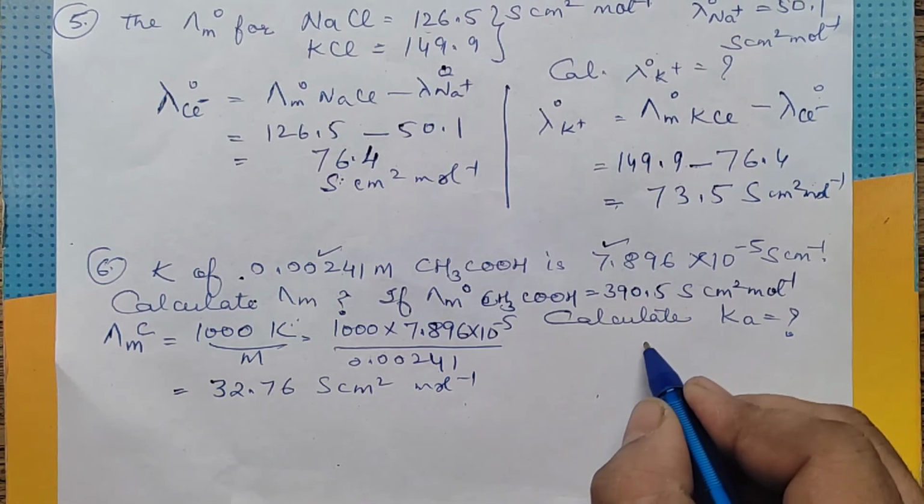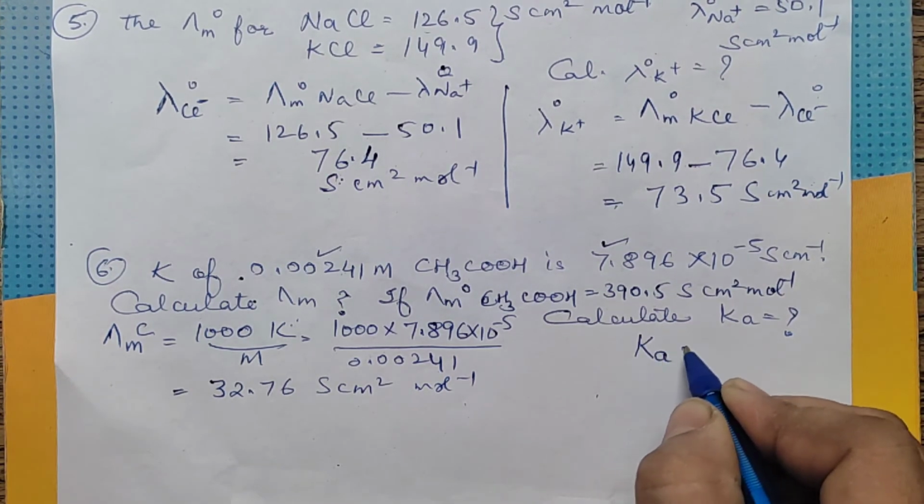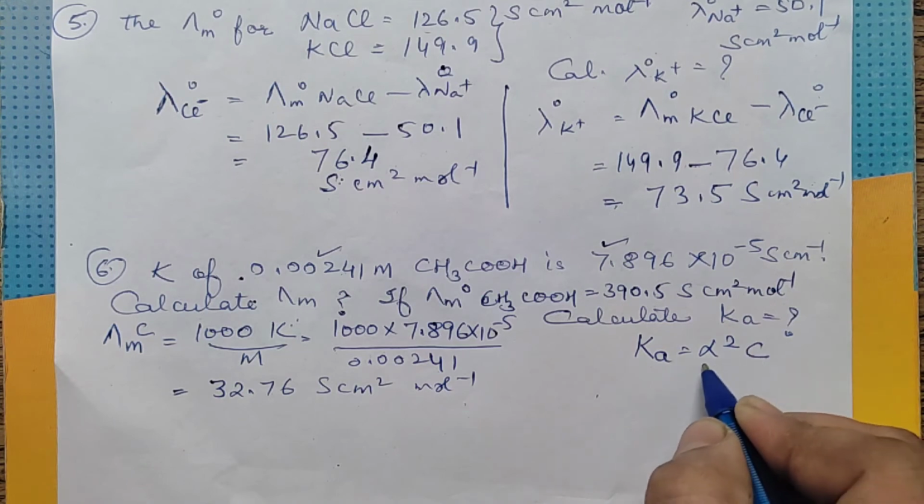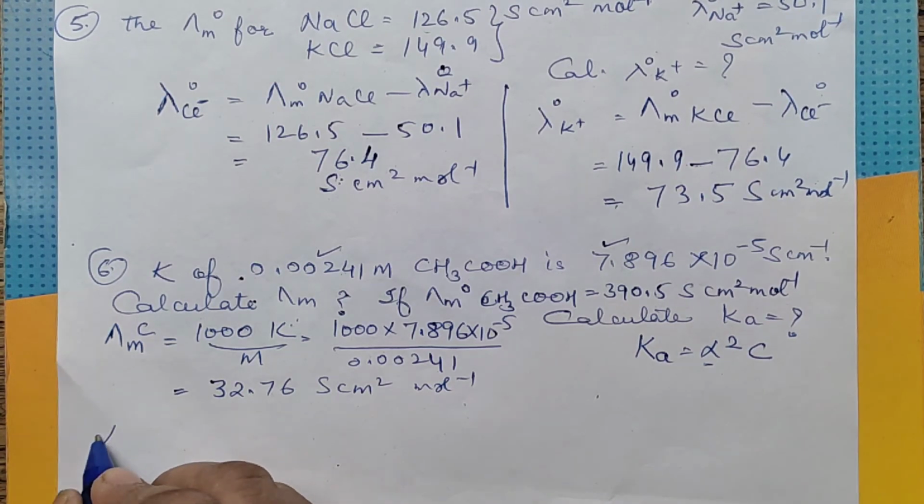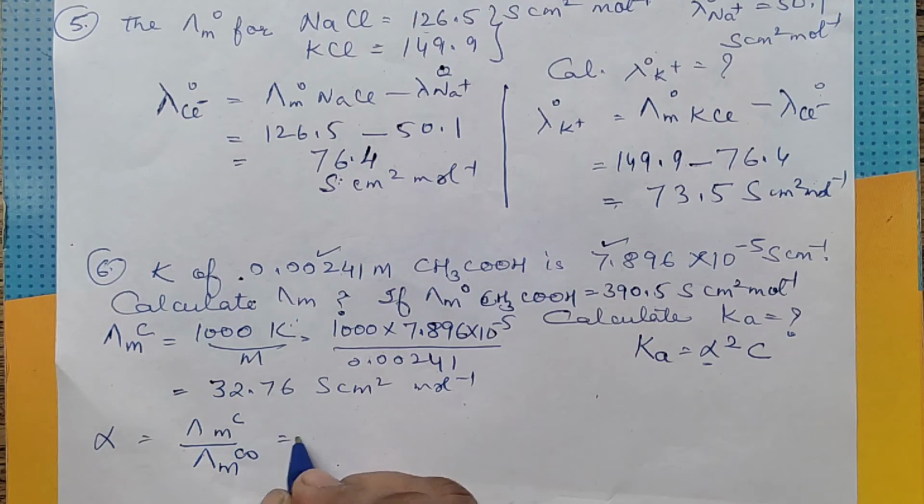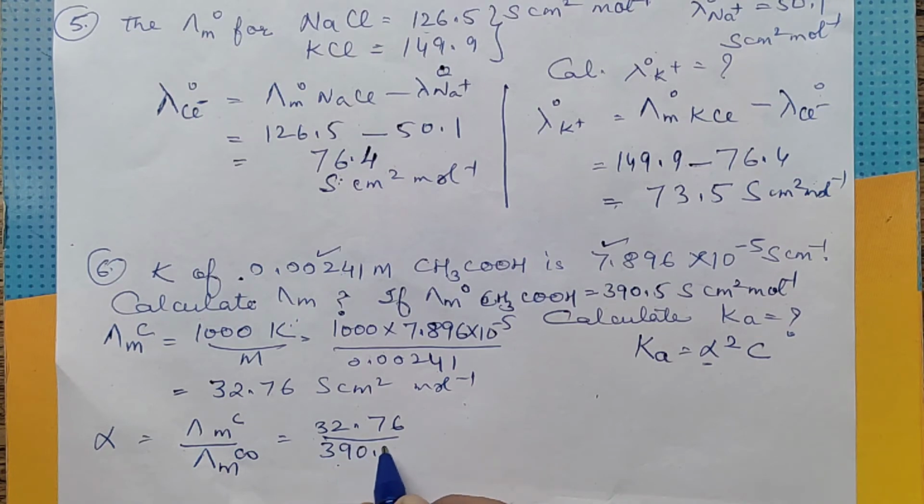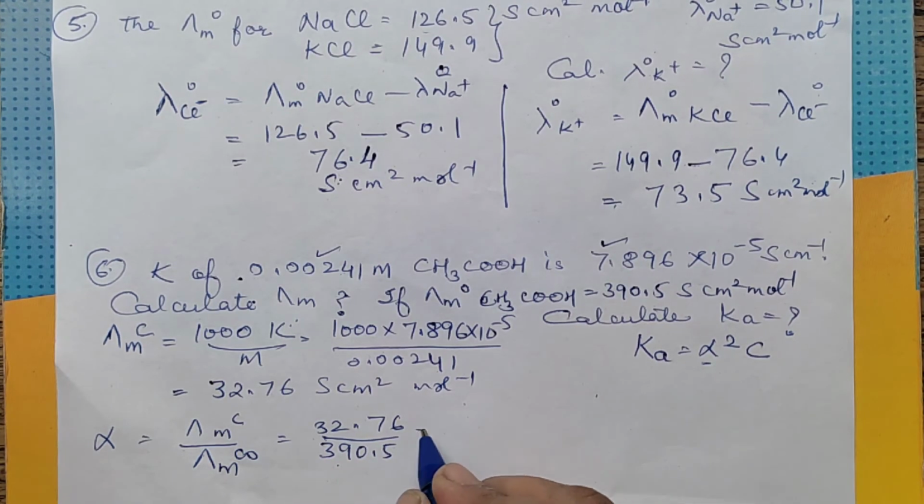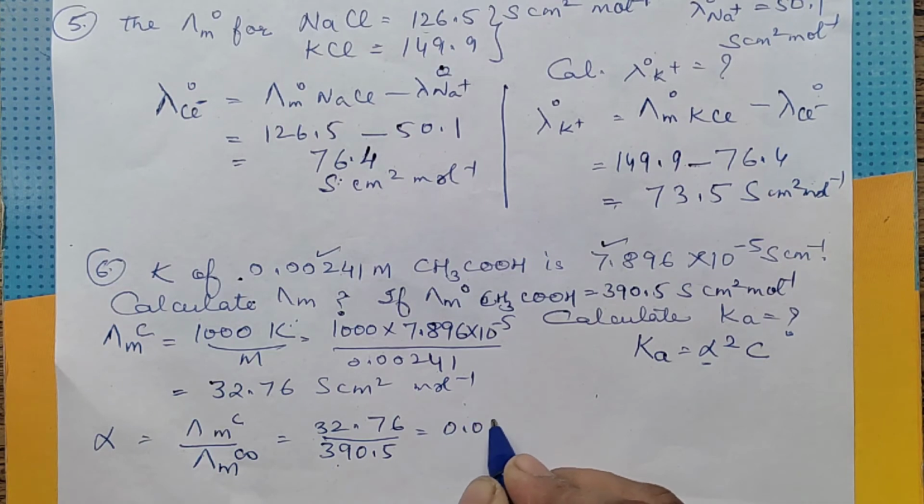Then we need to calculate Ka. Ka is equal to alpha square C. But for that we require alpha. So alpha is equal to lambda m at the given concentration divided by lambda m at infinite dilution. Infinite is given. Lambda m at the given concentration is 32.76 by 390.5. You solve this, and the alpha value comes out to be 0.084.